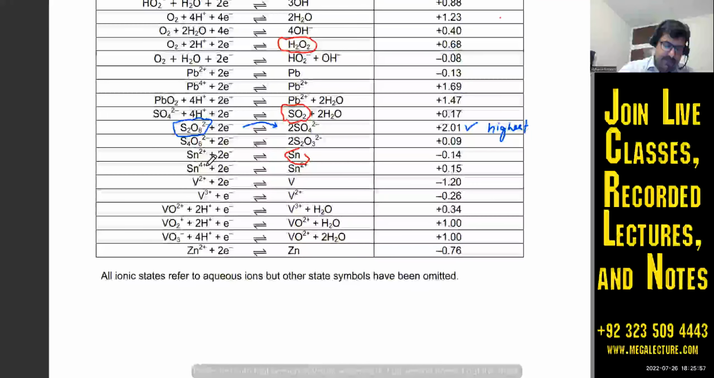So I've got an equation for Sn 4 plus plus 2 electrons in equilibrium with Sn 2 plus. And what is its value? That's 0.15. And then there's another one which is Sn 2 plus.